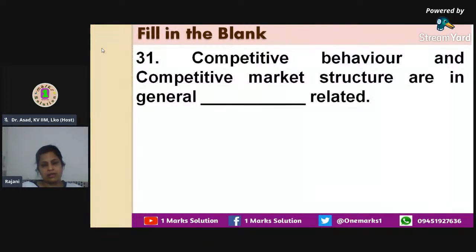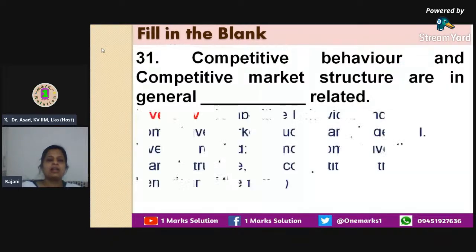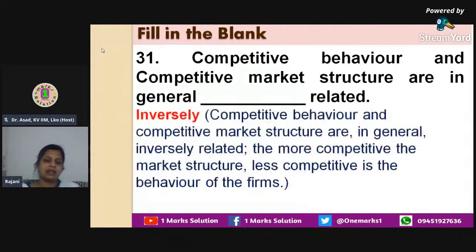Coca-Cola and Pepsi are more competitive in structure. But the vegetable vendors are not competitive in structure, they are competitive in behavior. So inversely related is the correct answer. You can see the explanation. Competitive behavior and competitive market structure are in general inversely related. The more competitive the market structure, the less competitive is the behavior of the firms. That is the inverse relationship between behavior and structure.